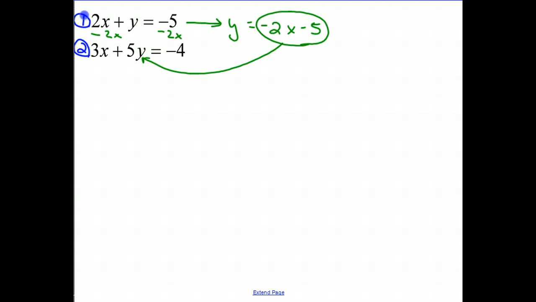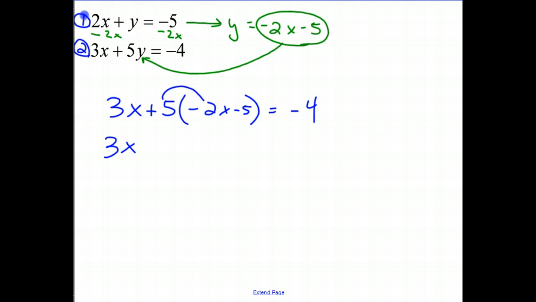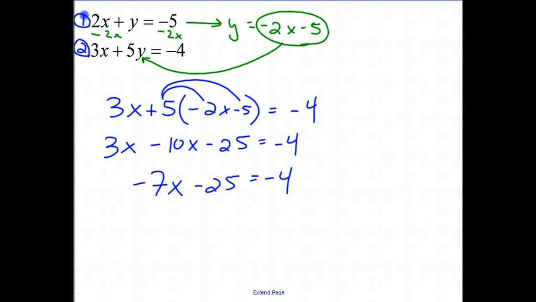When I do that, this is what I get for the second: 3x plus 5 times negative 2x minus 5 equals negative 4. And as you can see, my second equation now only has x variables in it, which is exactly what I want. So from here, I simplify. 3x, distribute the 5, minus 10x, minus 25 equals negative 4. Continue to simplify by adding like terms. I have a 3x minus 10x, which is negative 7x. Minus 25 equals negative 4.